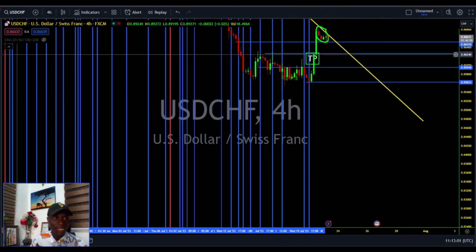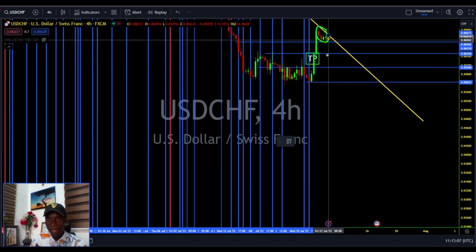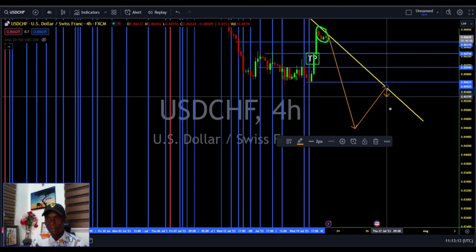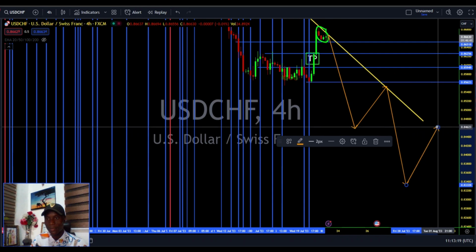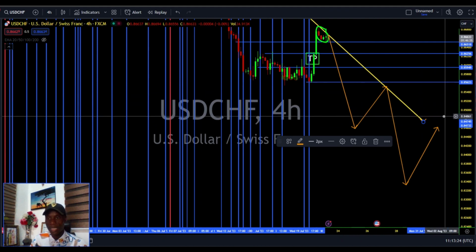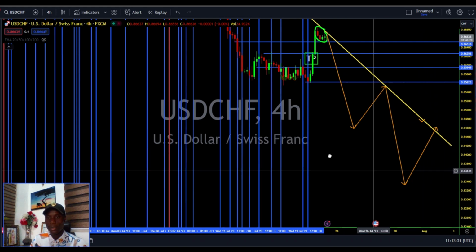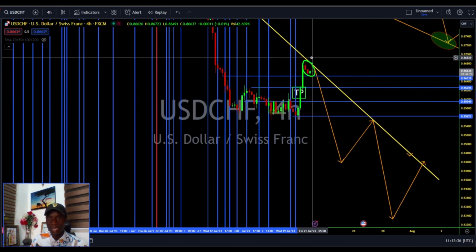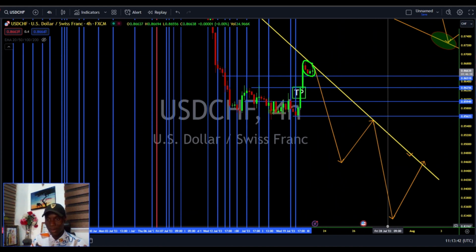So what this means is that technical traders have to wait for the market to do something like this. So here is our first lower high. Here's our lower low, lower high, lower low, and lower high.